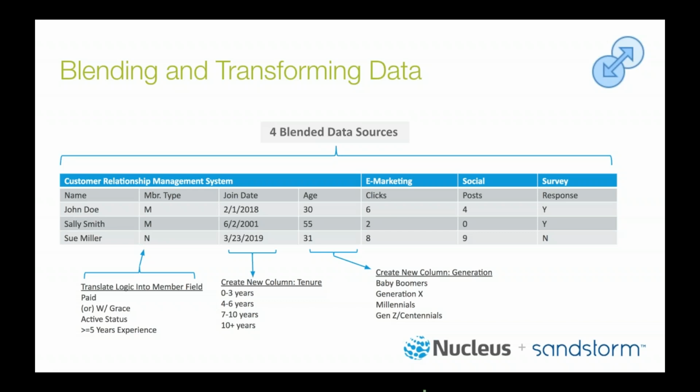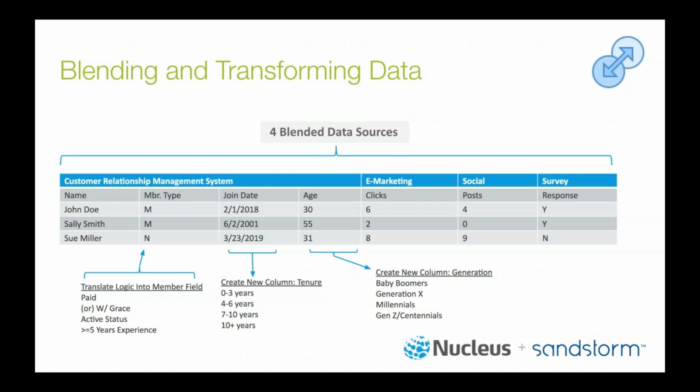Another great example of that is the member type. I'm sure for all of you in your AMS system, you have a variety of fields that identify or determine what makes someone a member. For example, in this case, it would be maybe they're of member type regular, they paid, or at least they are still within the grace period. They have a status of active, and maybe for a particular organization, you have to have a certain number of years of experience. That's very difficult for many members of your staff when they go to write a report.